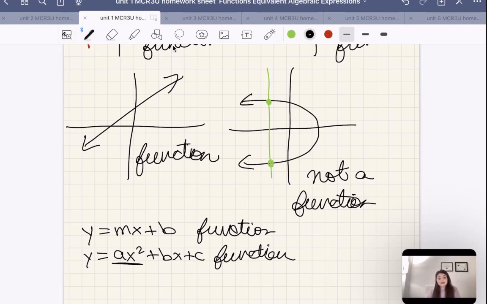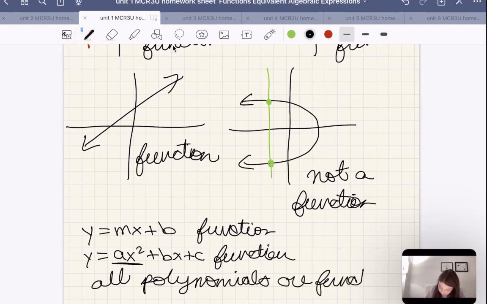Now we could make the same argument for all polynomials. We could say that if we had a degree 3 polynomial, all degree 3 polynomials are functions as well, and degree 4 polynomials, etc. Because taking something to the power of 3, 4, or 5 and adding it to a bunch of other stuff, again, there's only one output. So we could even say that all polynomials are functions. That seems like a huge claim to make, but if we think about it, it's true, right? All polynomials have to be functions.